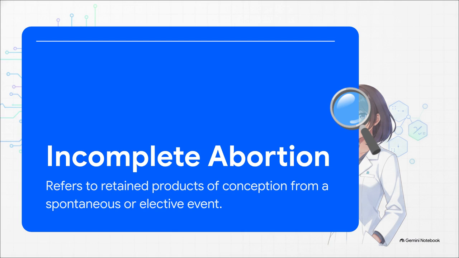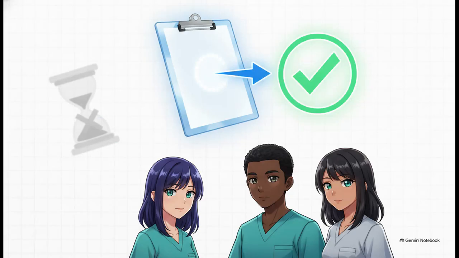Incomplete medically refers to the presence of retained products of conception. And listen, this holds true whether those retained products are from a spontaneous event or an elective one. If the documentation clearly states there are retained products, you as the coder go straight down that incomplete pathway. Easy enough, right? But what happens when the medical record is vague? It happens all the time.